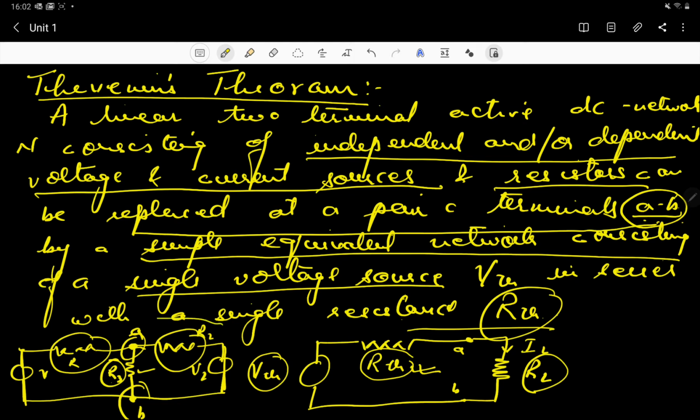Now this circuit will become like this: the voltage in series with the resistance and in series with the load resistance. So it becomes so easy now. Here you can calculate the voltage or the current across the load resistance. So this is what we are going to discuss. Now we are going to write down step by step how to calculate all these things, and finally we will do one numerical on the basis of that.